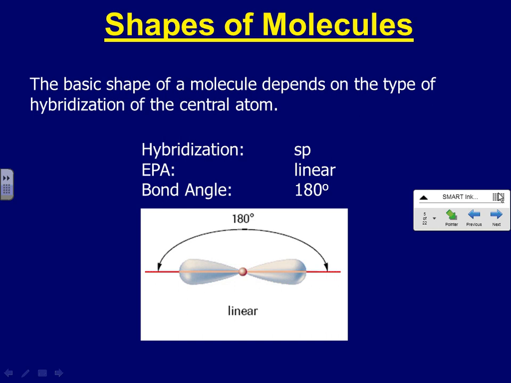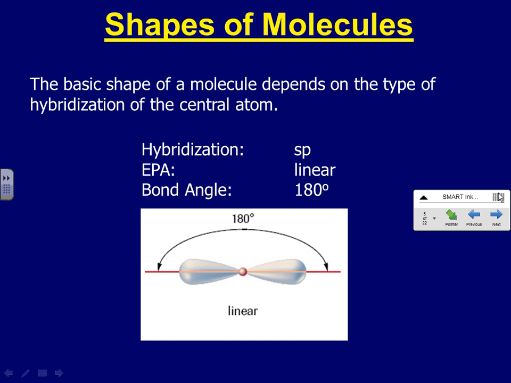If I give you something that's hybridized sp3d2, then the electron pair arrangement is octahedral. And when we talk about electron pair arrangement, I don't distinguish between lone pairs and bond pairs. I'm just counting them all up. That's how we determine the hybridization: lone pairs plus bond pairs.